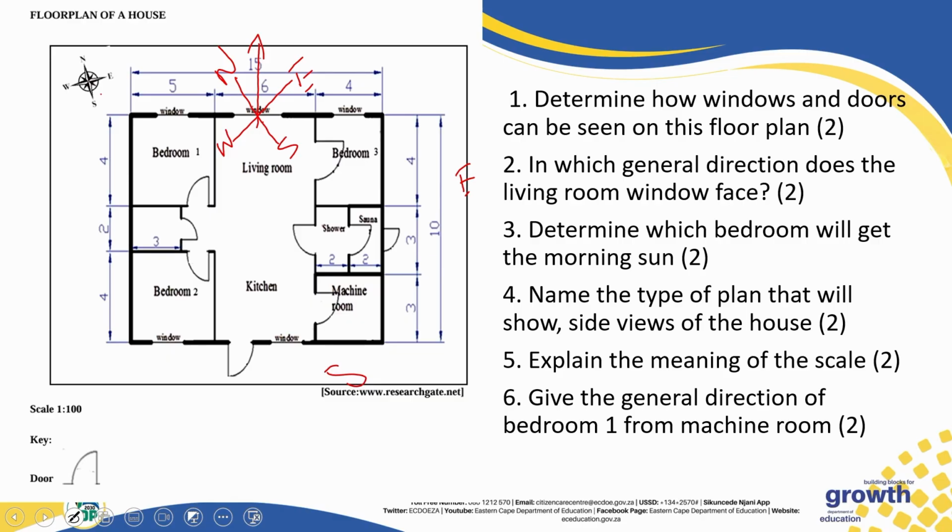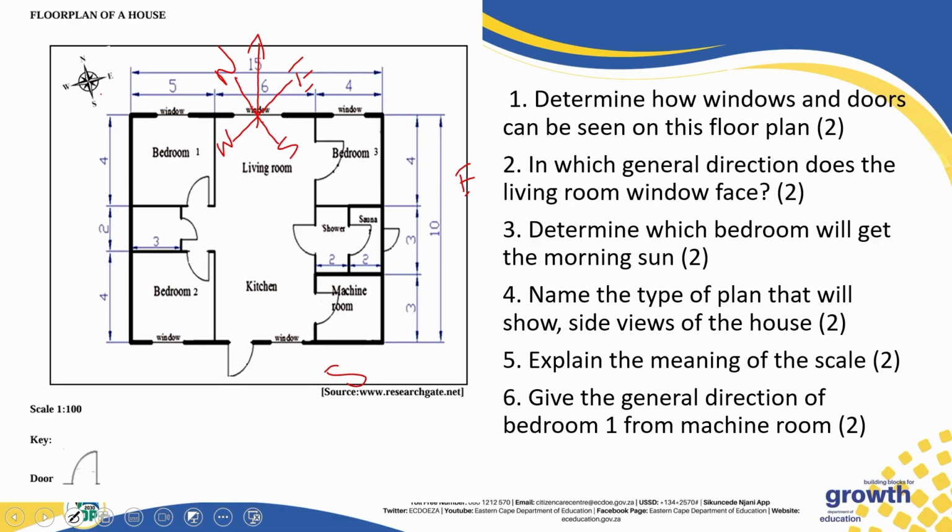Thank you. Name the type of plan that will show the side views of the house. I have already discussed it in the beginning of the class that the elevation plan shows the side views of the house. Explain the meaning of the scale. We said 1 unit on the plan represents 100 units on the actual house, because the plan is representing the house. So I will say 1 unit on the floor plan represents 100 units on the actual house or on the actual building.